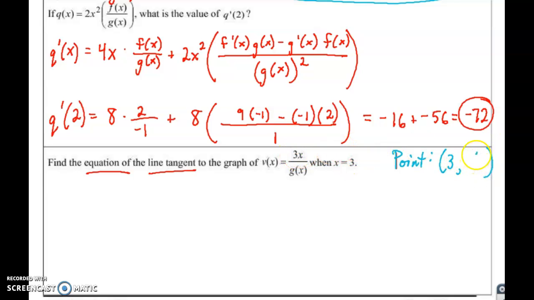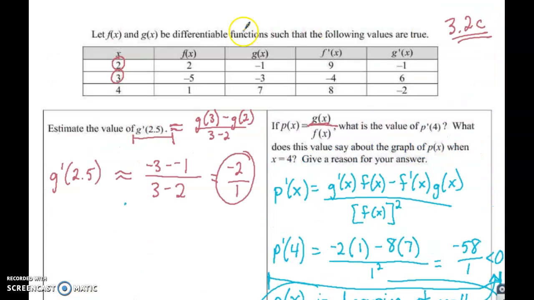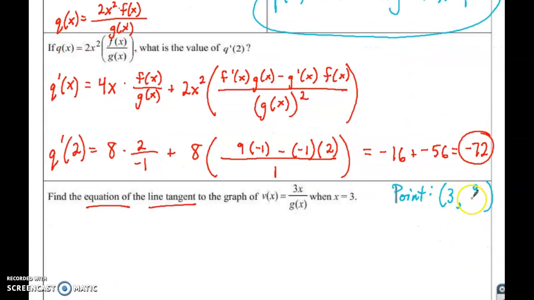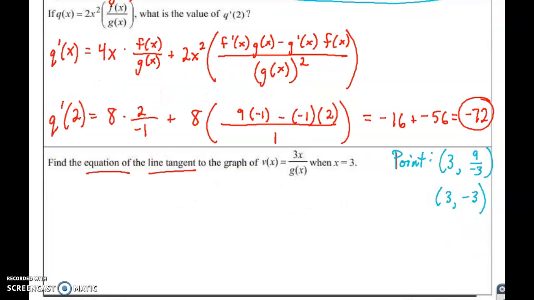Well, 3 times 3 is 9. And g of 3 is negative 3. So the point that we're talking about is 3, negative 3, after you divide. Now the slope, that is figuring out what b prime of 3 is. Well, how do you find b prime of 3? You got to find b prime of x first.